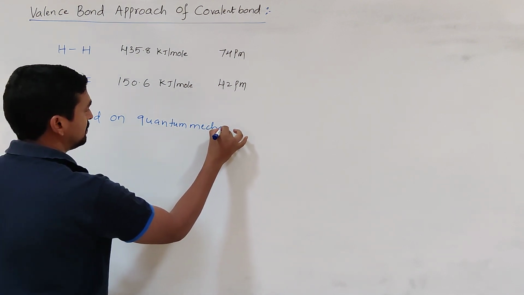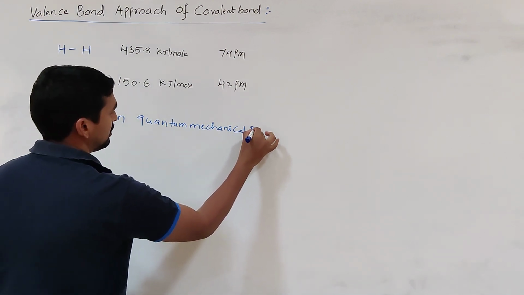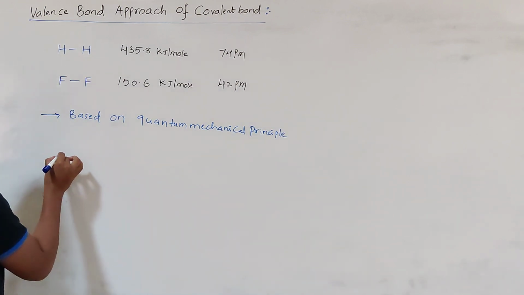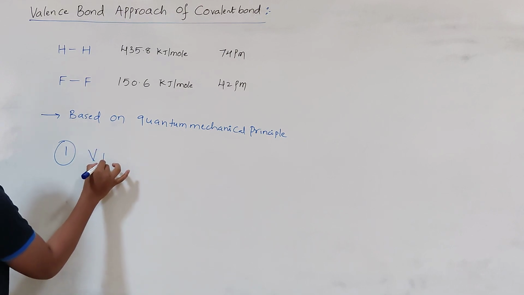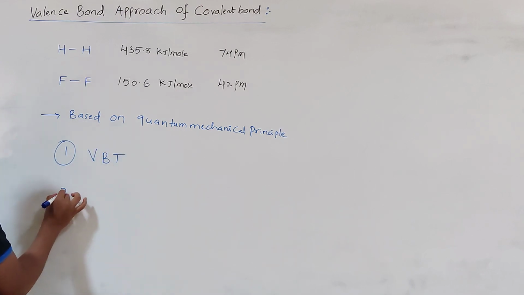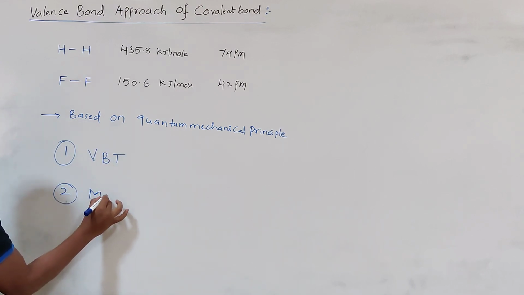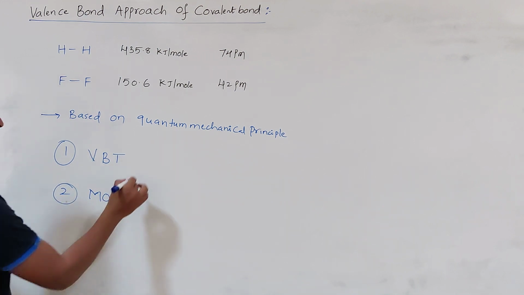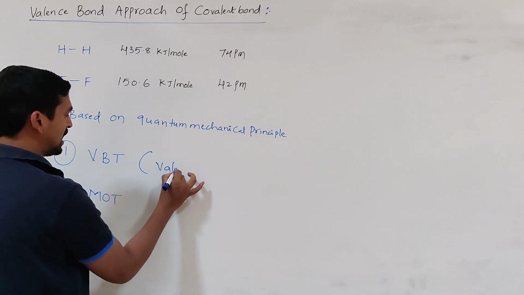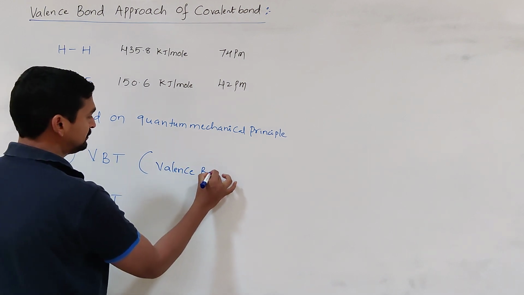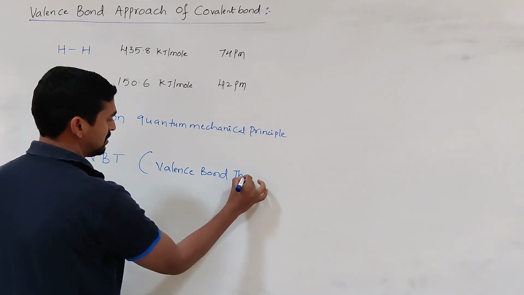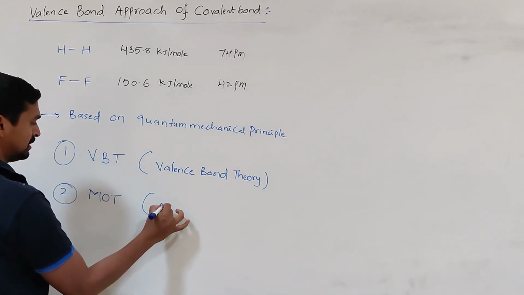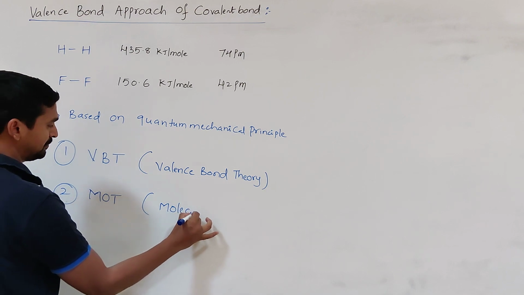Quantum mechanical principles. The two theories commonly used or developed are valence bond theory, that is VBT, and the second one is molecular orbital theory. Valence bond theory and molecular orbital theory. VBT means valence bond theory, and the second one is molecular orbital theory.